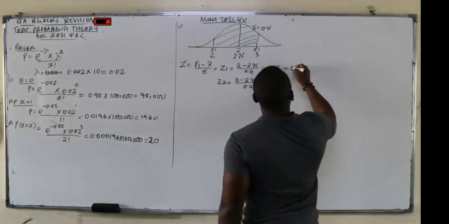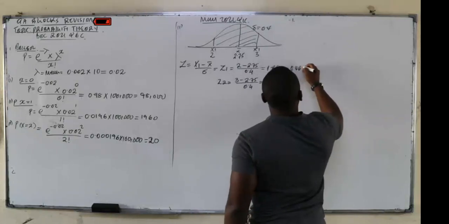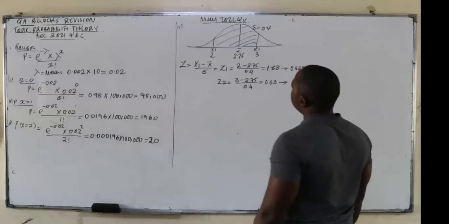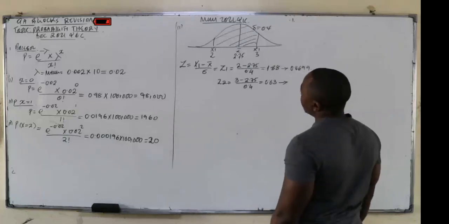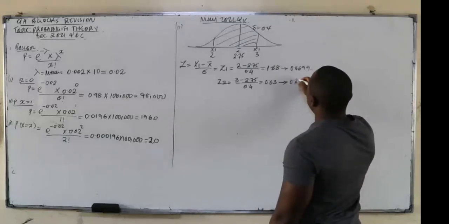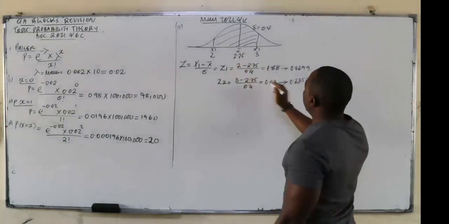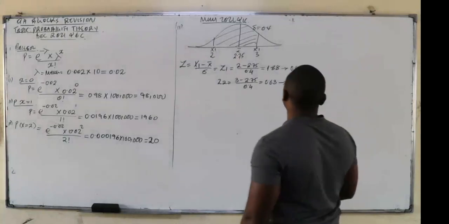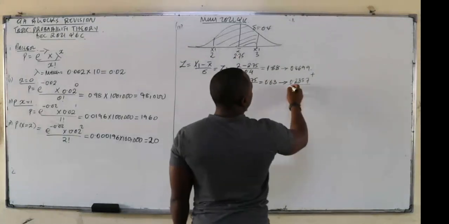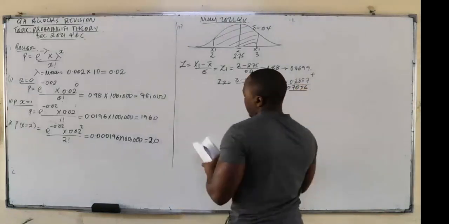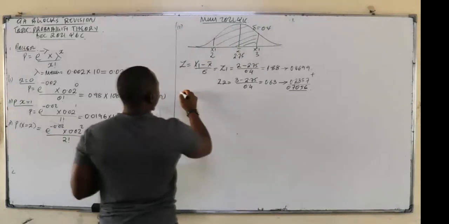0.4699. 0.63. 0.257. And since it is between the two, you add. Get 0.75. Good.